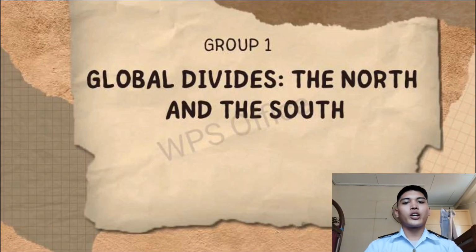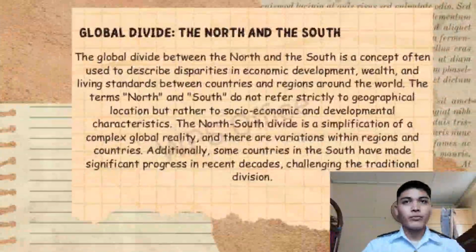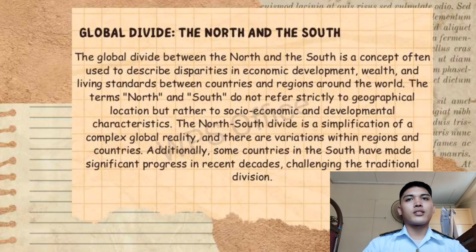Good day everyone, we are Group 1 and we're going to tackle the global divides, the North and the South. So, learning objectives. We are able to know how the global divide developed, why the global divides the North and the South, and what the differences are between the Third World and the Global South. And we're going to be able to differentiate the Global South from the Third World and analyze the new conception of global relations.